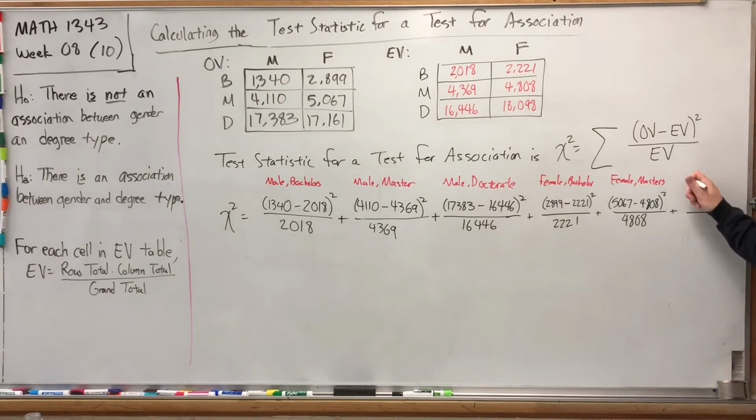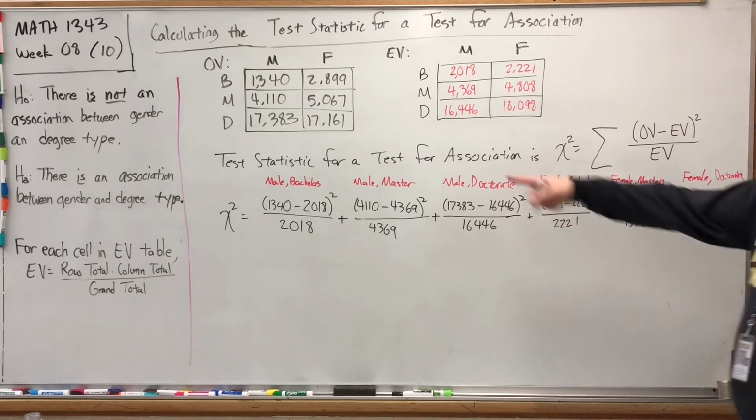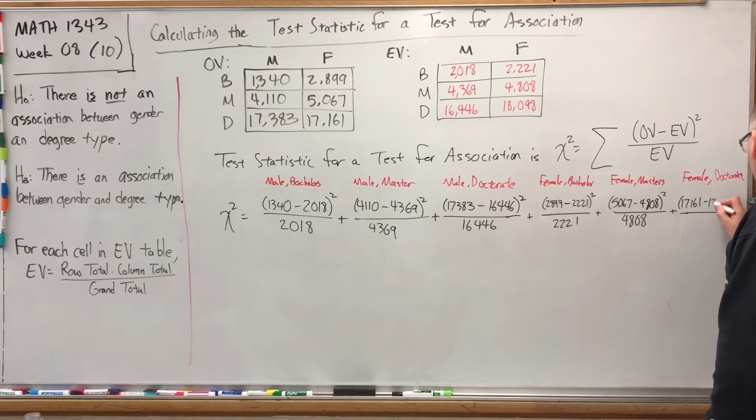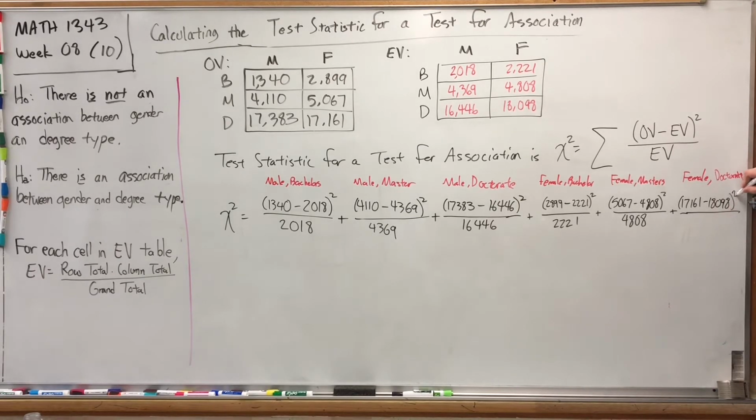And then finally, for females who received a doctorate degree, I'm going to make this fit in this area over here. We observed 17,161 females. We expected 18,098. That difference gets squared and compared to what we expected, which was 18,098.